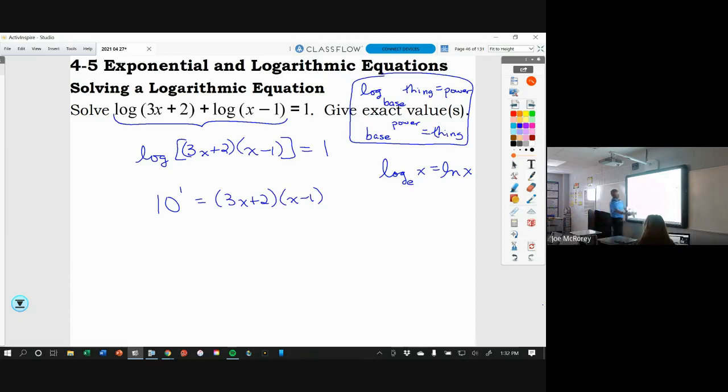Okay, so this needs to be FOILed. First times first, 3x squared. Outside times outside, minus 3x. Inside times inside, 2x. Plus 2x, combine those: negative 1x. Last times last, negative 2, equals 10. Looks like a quadratic. To solve a quadratic, you set it equal to 0. To set this equal to 0, we need to subtract 10 from both sides. Subtracting 10 from both sides gives us 3x squared minus x minus 12 equals 0.